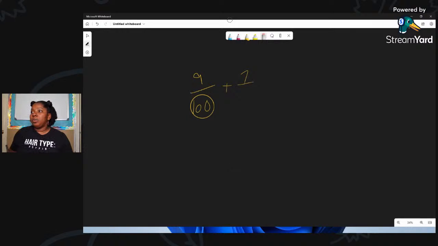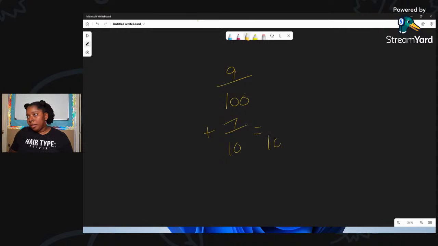I'm going to write it vertically. So 9 over 100 plus 7 over 10. I want to make them both have a denominator of 100. And we can do that, right? 10 times what equals 100? 10, right? And whatever we do on the bottom, we do to the top. So if I multiply the denominator by 10, I'm multiplying the numerator by 10. And 7 times 10 is 70.